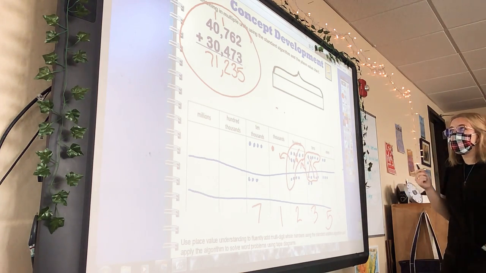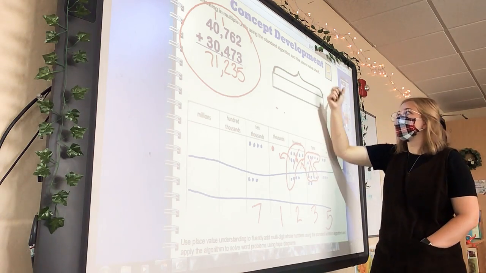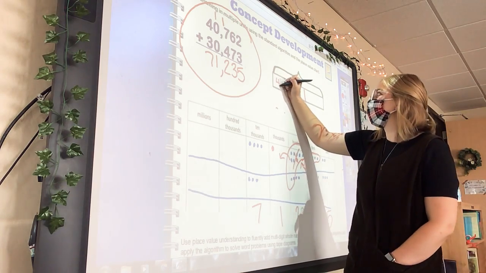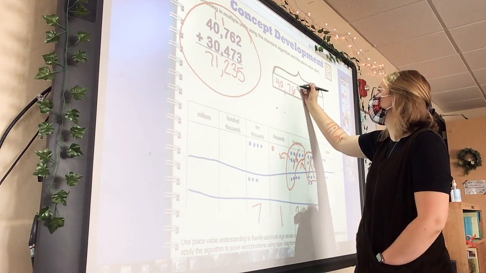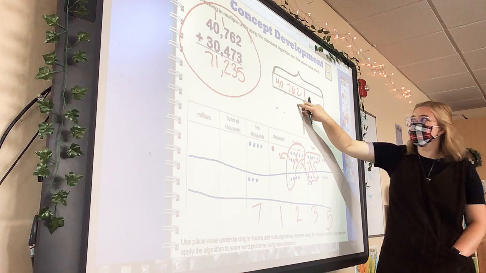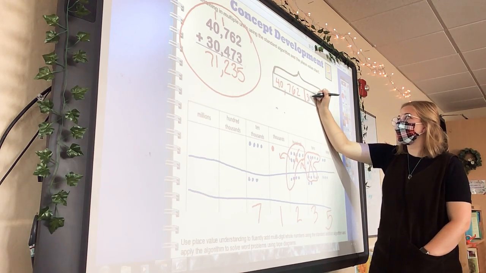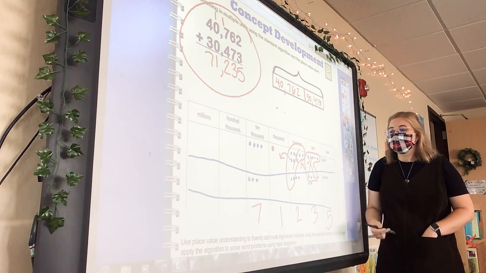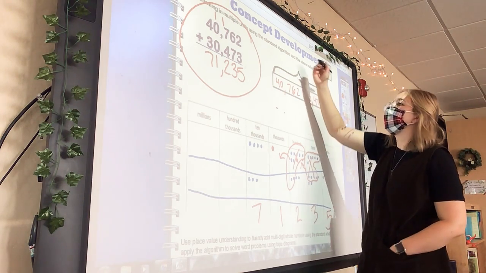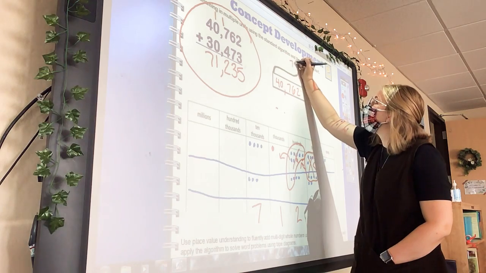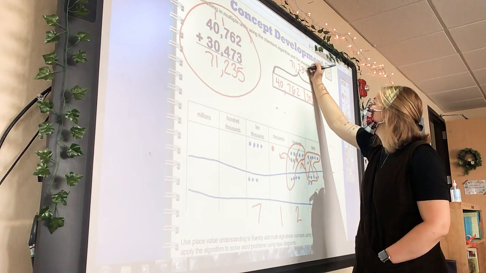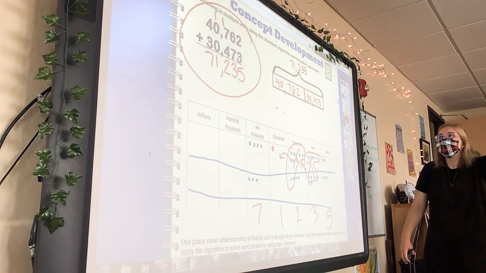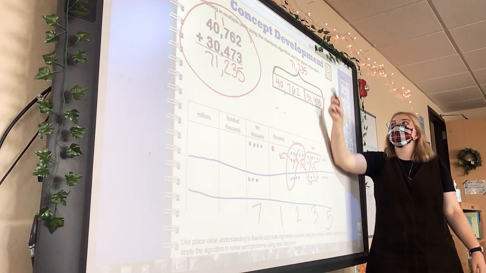So then if we look at the tape diagram, okay, I would say that 40,762 is one of my parts, and 30,473 is my other part, which equals my whole, which was what? 71,235. Okay. I'm very proud of the back of the class for contributing. Thank you. Okay. So yes, I have part, and then whole.